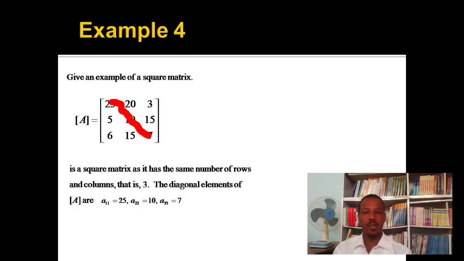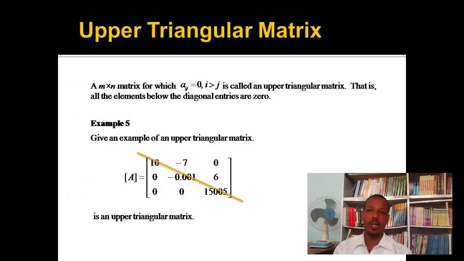So from this, now we will define the upper triangular matrix and the lower triangular matrix. First, let's see the upper triangular matrix. As we have earlier defined, the main diagonal of a matrix is drawn from the left upper corner to the right bottom corner of a matrix. So an M by N matrix in which Aij equals 0 for i greater than j is called the upper triangular matrix.